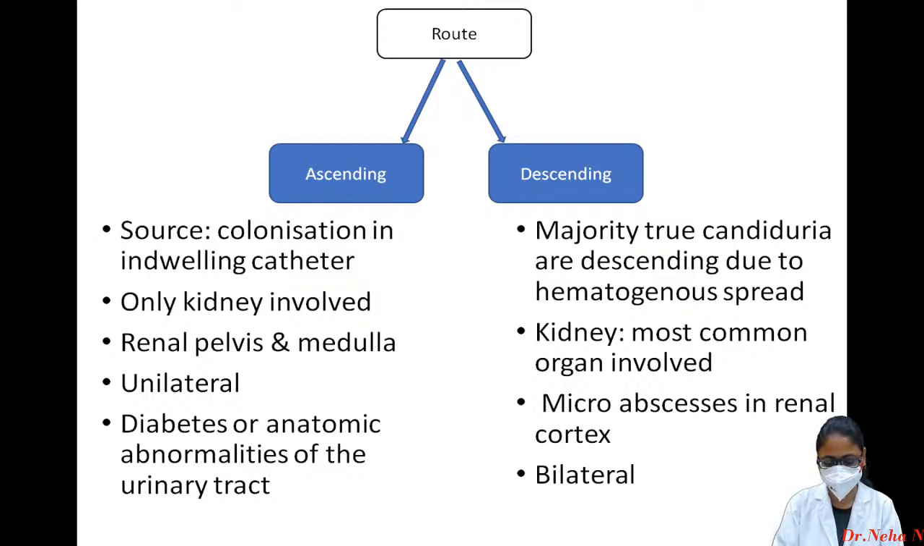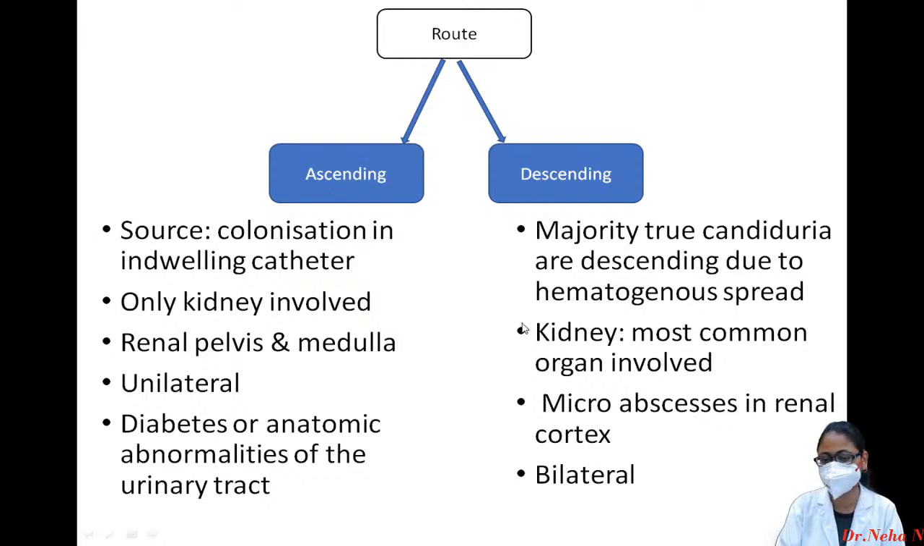Can you just discuss this again, and then we'll move to a few more points in treatment. So go slow. So here the route of the infection can be two, that is ascending infection or descending infection. In case of ascending infection, the source is almost always colonization in the indwelling catheter. Unlike descending infection, which is the majority of cases, where the source is hematogenous spread, that is candiduria happening secondary to candidemia. And in ascending infection, the only organ involved is the kidney.